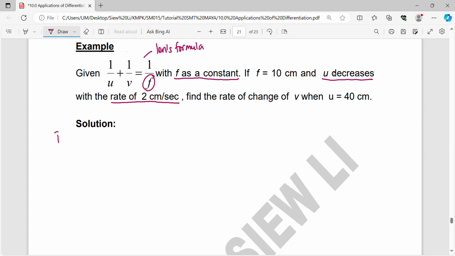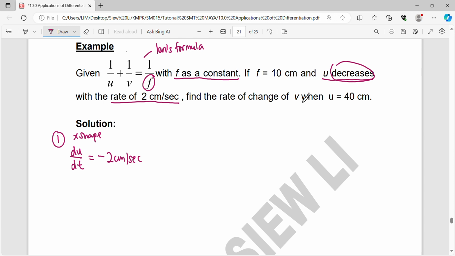So our first step. For this question we don't have a shape. We are given the formula straight away. Then we only identify the variables that we have. The changing variable is u, which decreases. So du dt, the rate of change of u, is equal to 2 cm per second. And is it decreasing? So this derivative should be written with a negative sign. So this is our changing variable.